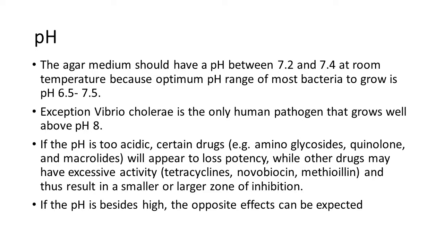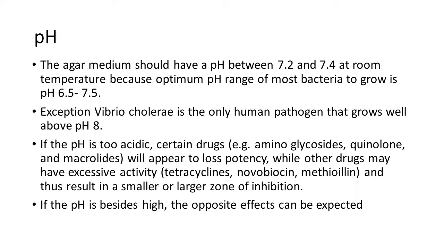pH. The agar media should have a pH between 7.2 and 7.4 at room temperature, because most bacteria grow at pH nearly 6.5 to 7.5. But Vibrio cholerae can normally grow at pH 8, so it needs pH 8 medium.